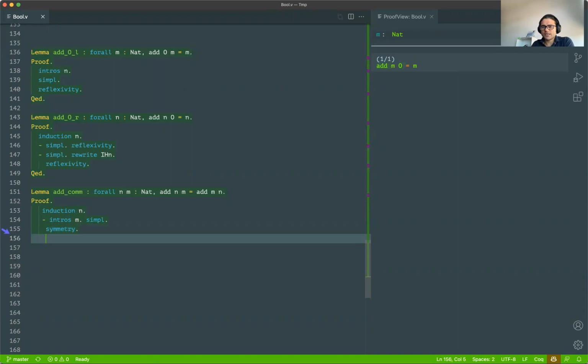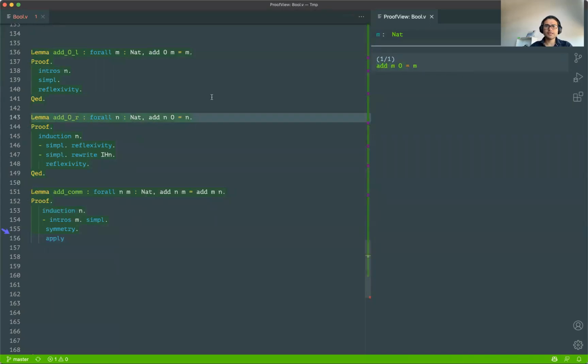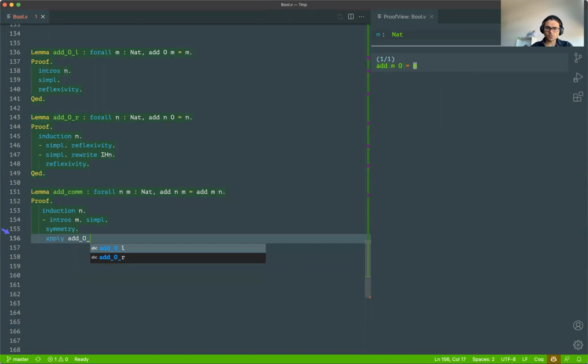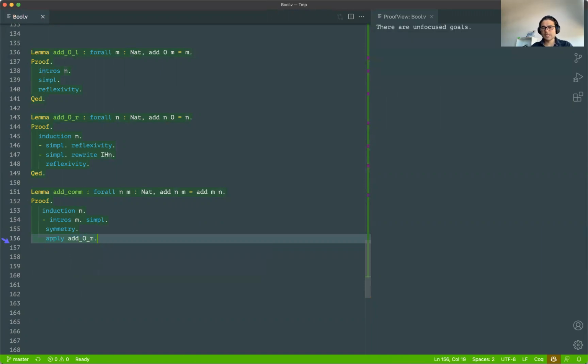Okay, so now there are a few ways to prove this goal. So let's go one by one. So one tactic is apply. And now I'm going to apply this lemma to this goal. Okay, so n is going to unify with m. And I already have m here, so it would go away. add_O_r. And you see there is no more goal left.